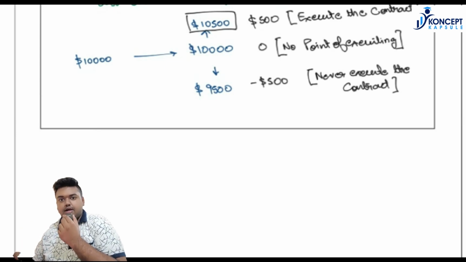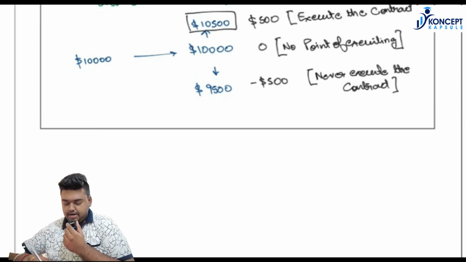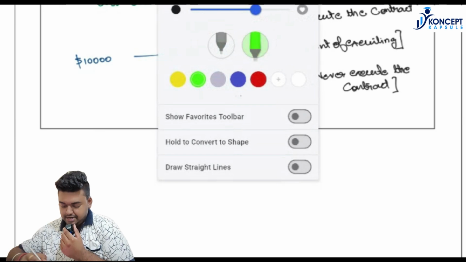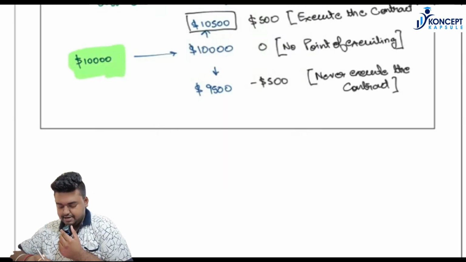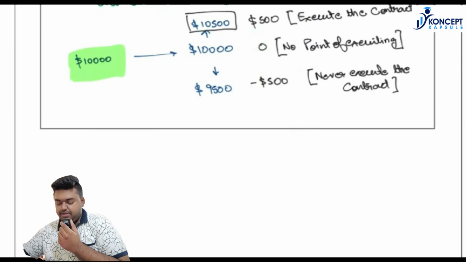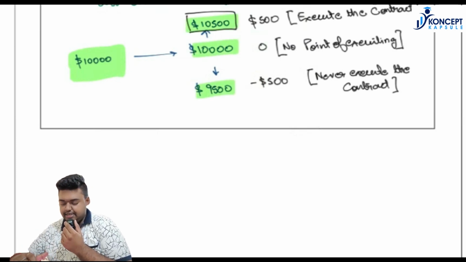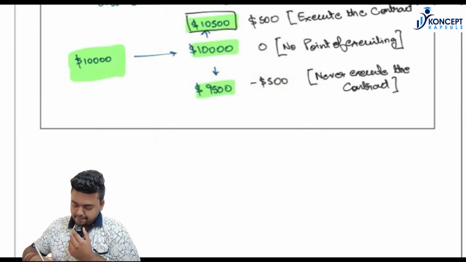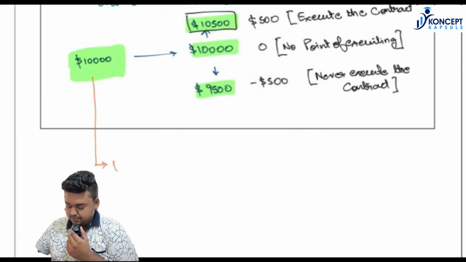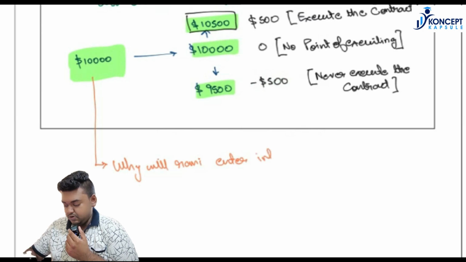Correct? Now, we have to understand that when this type of agreement is entered into, in no possible situation is Rani at gain. Then the pressing question is, why will Rani enter into such kind of arrangement?